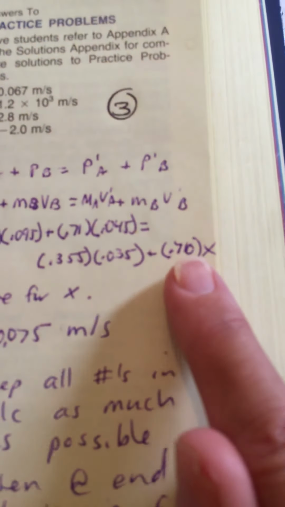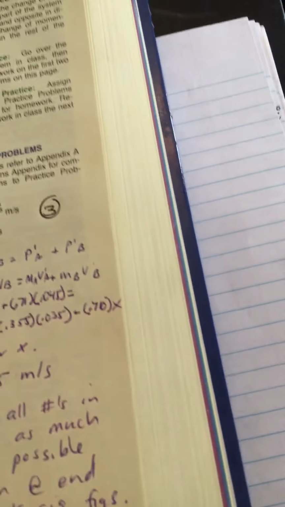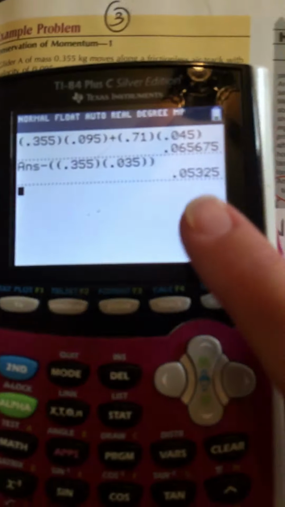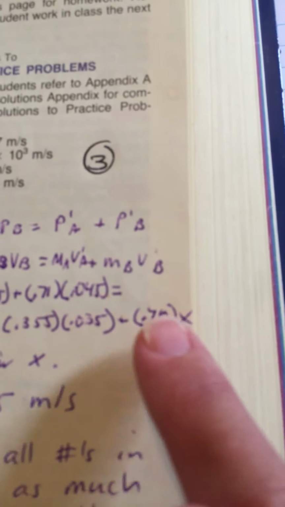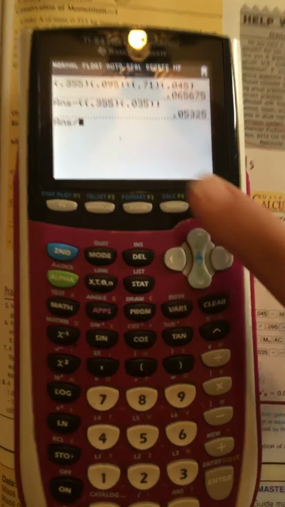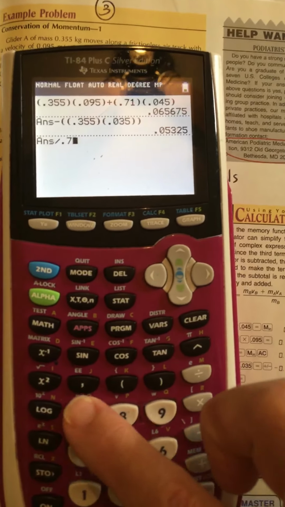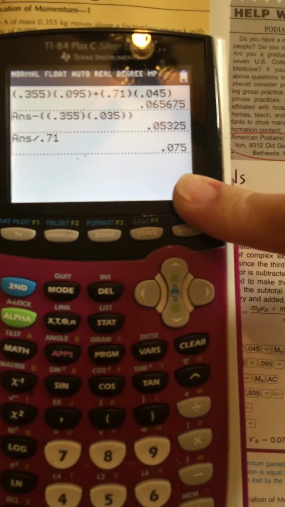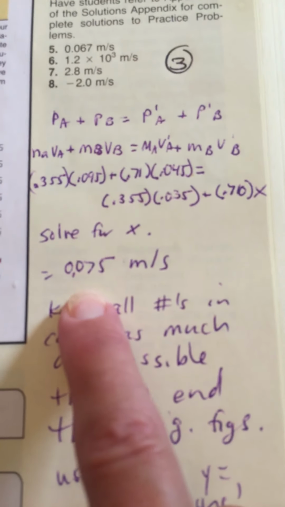So now what I have left on this side is 0.71 times x. So to get rid of it, I do the opposite. It's being multiplied, so I divide both sides by this. So I want my answer divided by, I just hit divide and it puts it up there, 0.71. And the answer is 0.75.